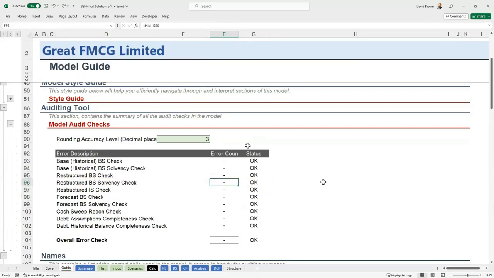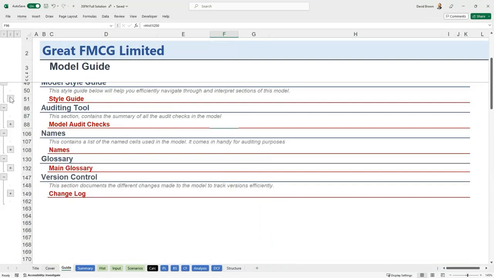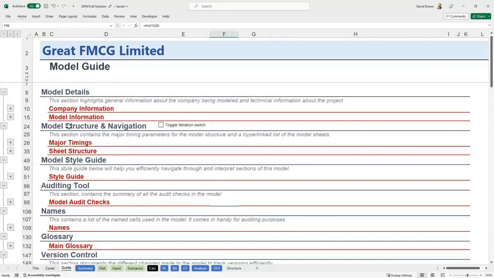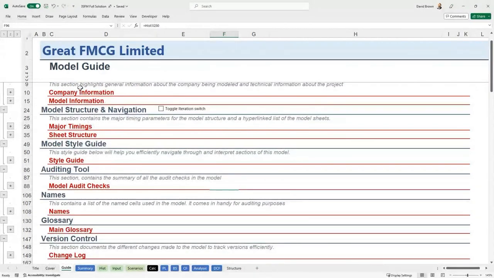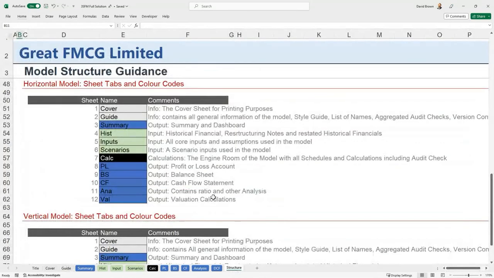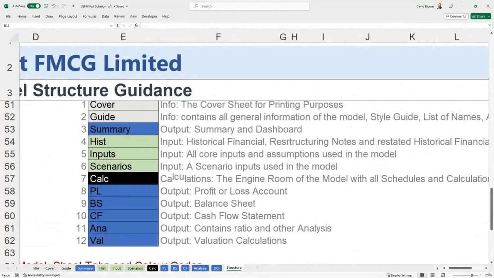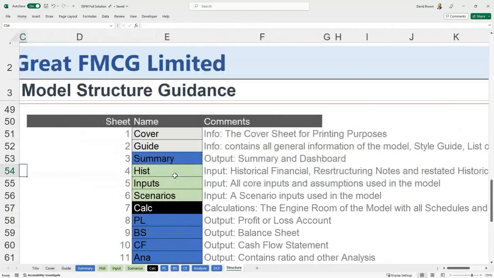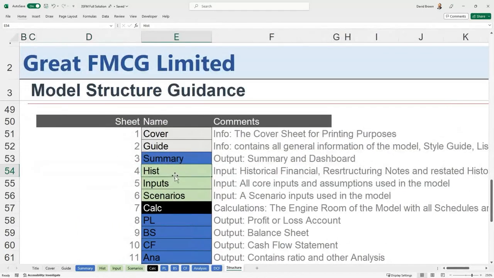So you have different sections. This thing to the left here is called outline. So your model reads like a book, right? Now, this is just one of the sheets in the structure of your model. Let me tell you the different ways you could structure your model. There are two ways, really. Something called the horizontal model and the vertical model. So here is the horizontal model. Let's start with that. Your horizontal model basically means that your outputs are horizontal.